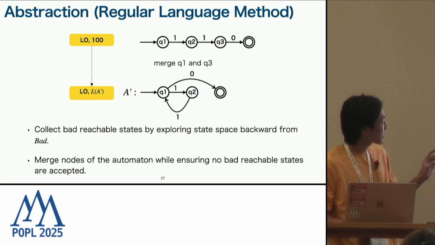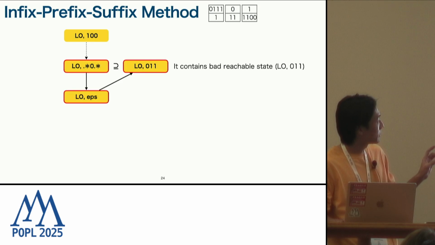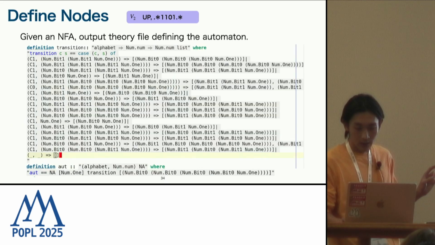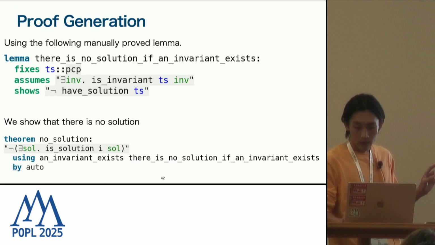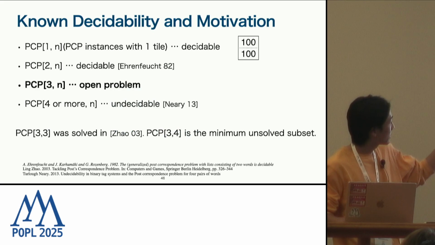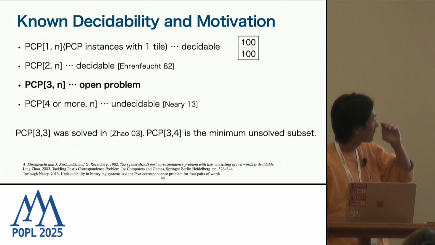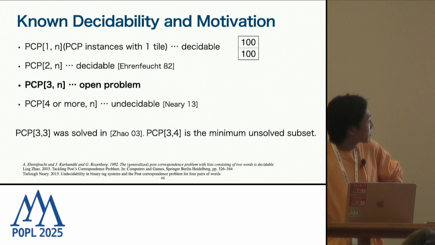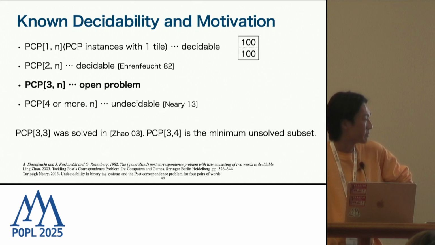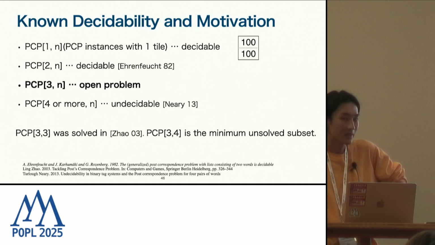PCP with 3 tiles is an open problem, and no one knows whether our method is complete or not. So we can't say such a thing.